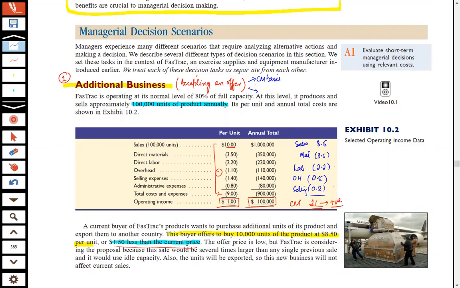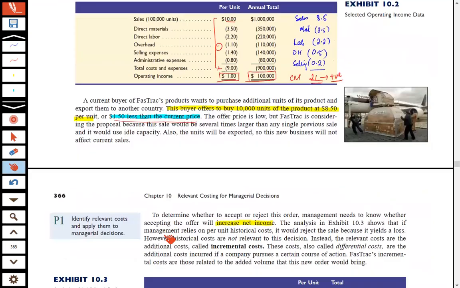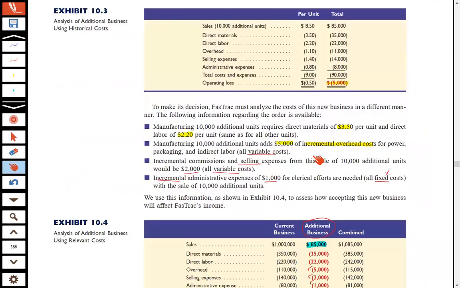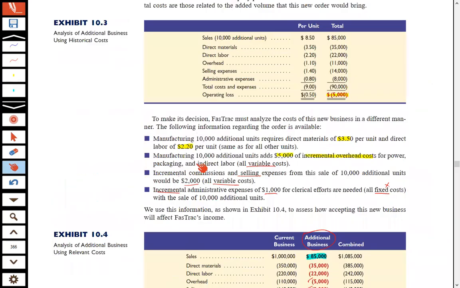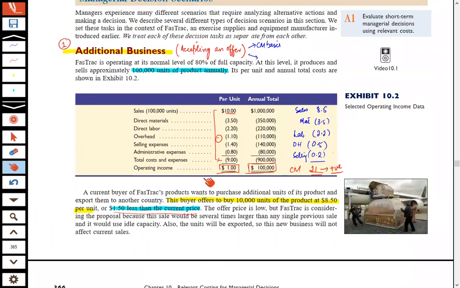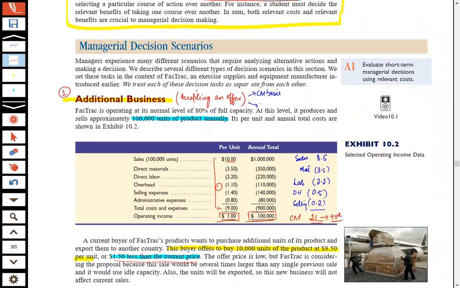So in the second method, I just have to do the whole income statement analysis. Yes. Instead of just finding the CM, I have to find the operating income and then add it to the current one. Yes, you have to make 3 columns separately: current business, additional for the offer, and then combined. CM basis or incremental.